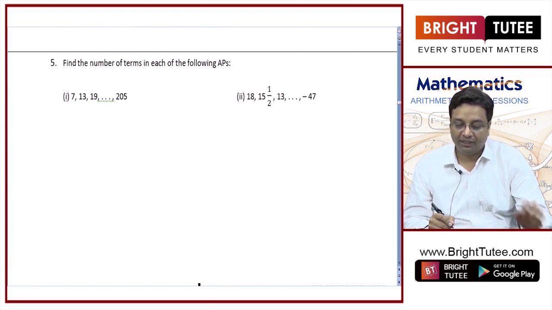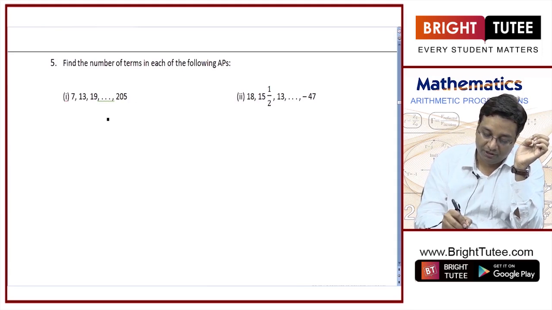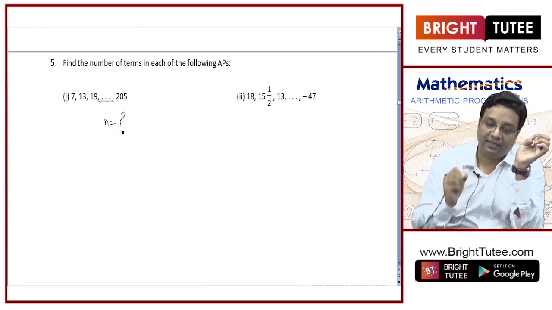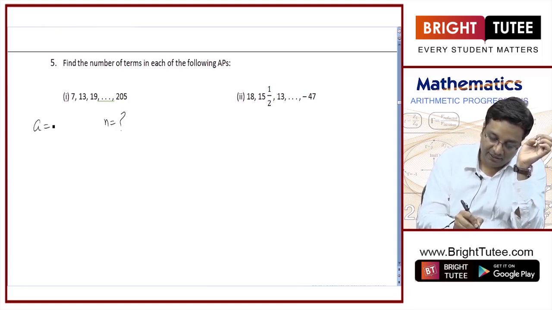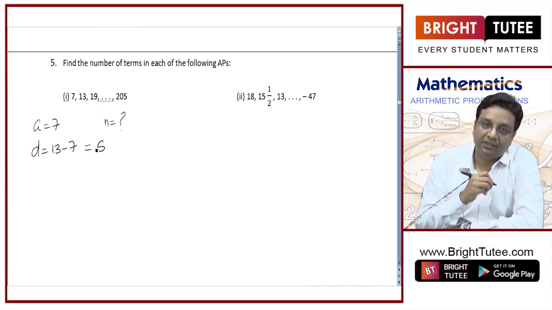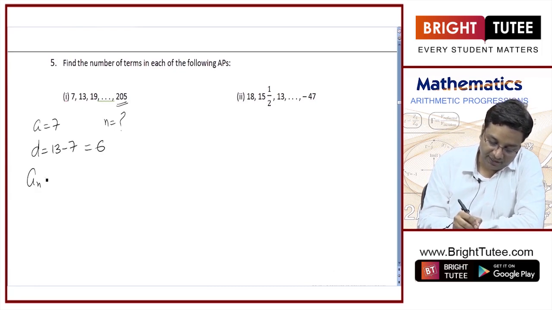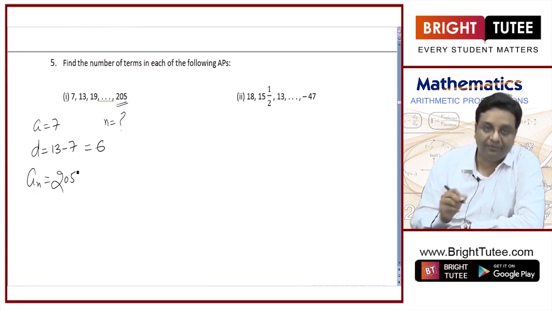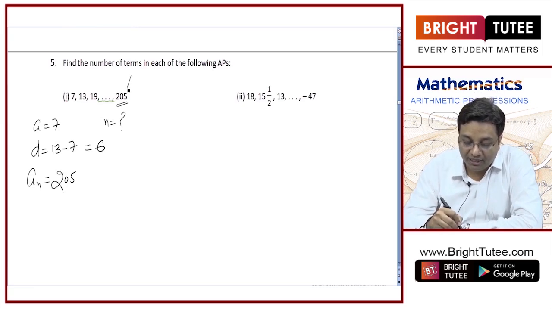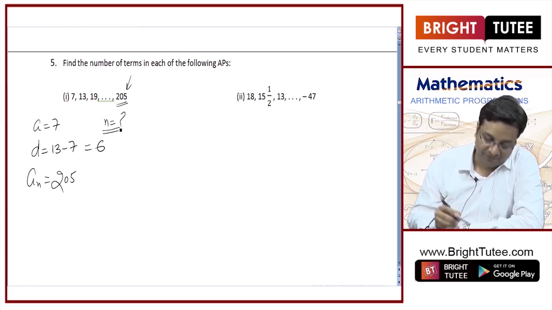Find the number of terms in each of the following APs. We need to find number of terms. Number of terms was n, right? What is a here? A is 7. What is d? D is 13 minus 7 equal to 6. And nth term is also given. An is equal to 205, right? Let us assume this is nth term. This is last term. So we just need to find the number of terms here. So we have to find n.